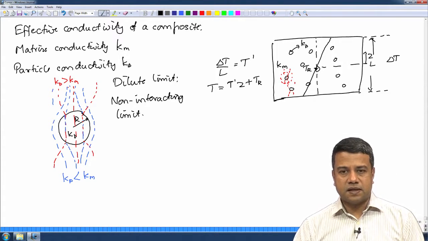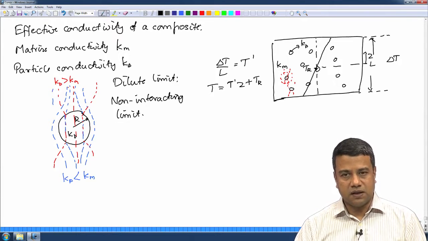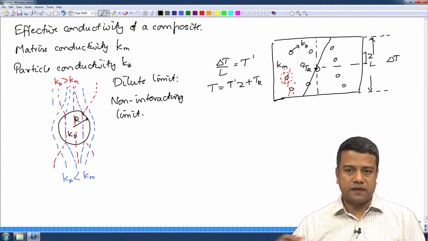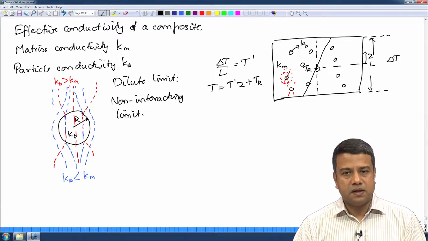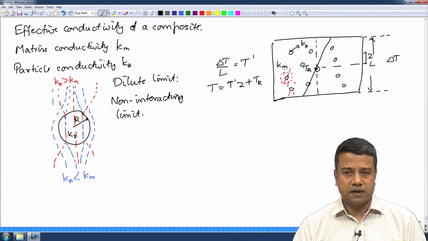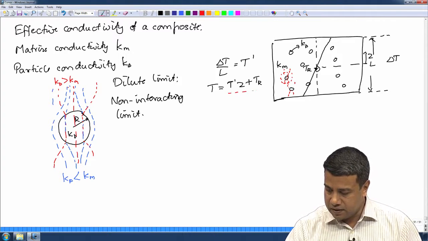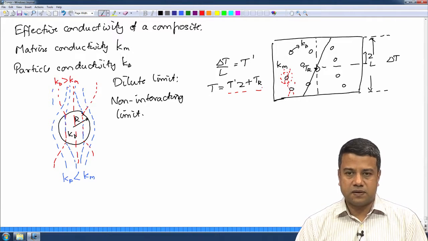That is, I can consider each particle to be placed in a temperature field which is linearly varying with the z position, individually. The presence of another particle does not affect the temperature field around this particle. So, I can consider each particle individually to be placed in a temperature field which is varying like this, far from the particle. So, that is the basic idea.